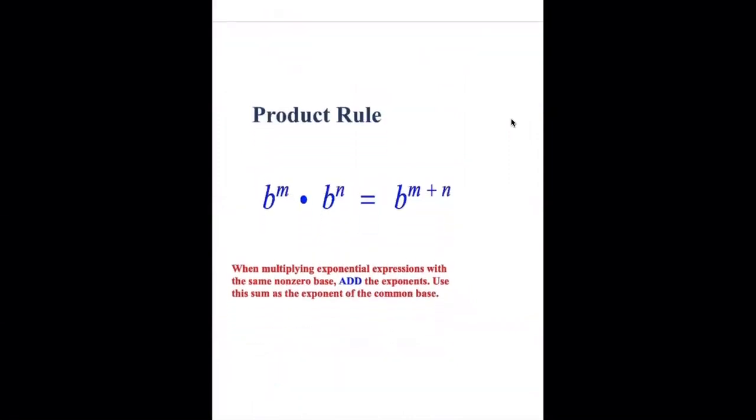All right, so what we're going to do today is called the product rule. The product rule basically says that if your 2 bases, in this case the letter B here, but it could be any number or any letter for that matter, are the same and you're multiplying them, then what you actually end up doing is you keep the base and you add the exponents together.